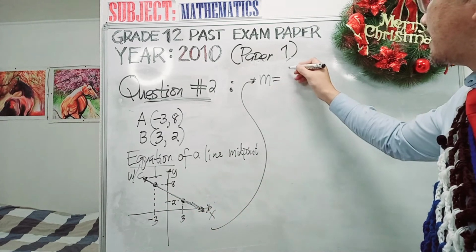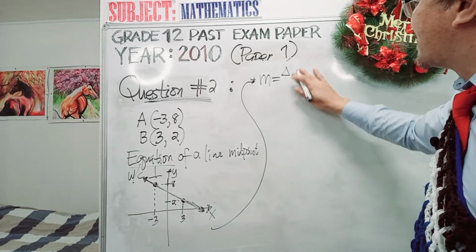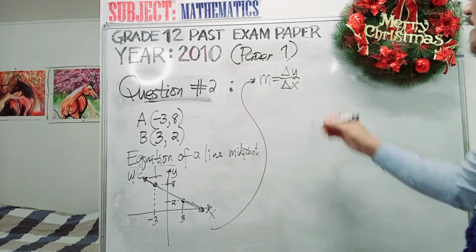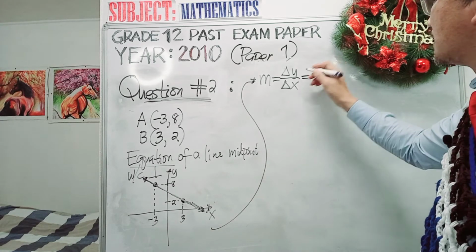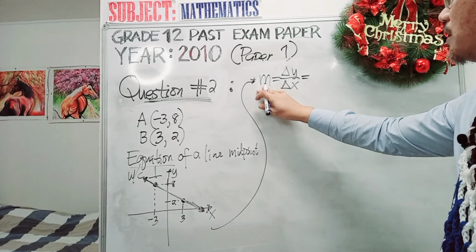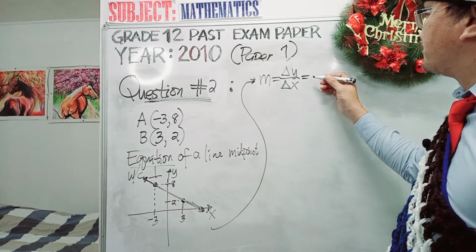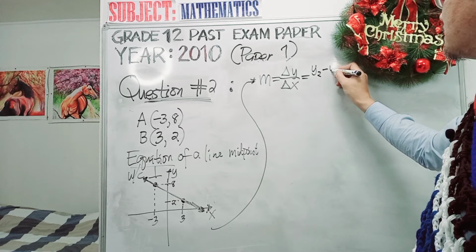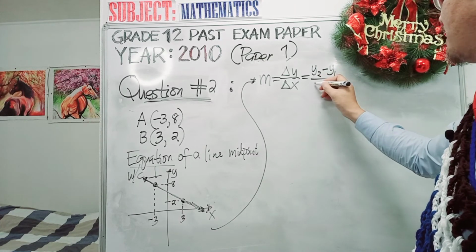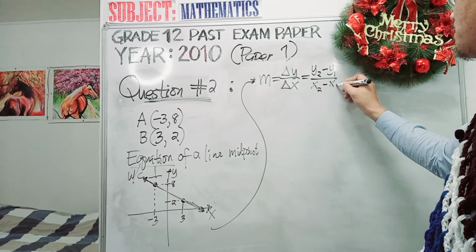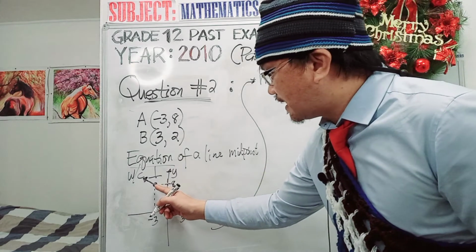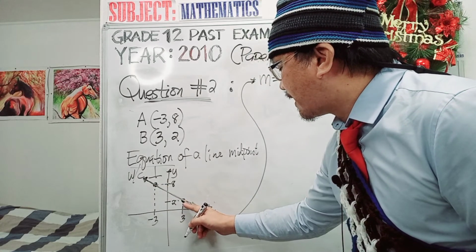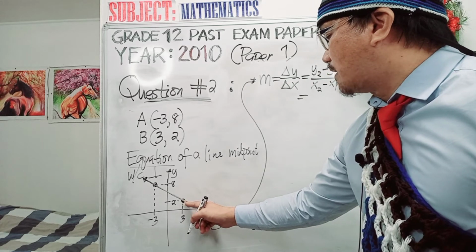So the gradient of that line is the change of y divided by the change of x, or delta y divided by delta x, or we call it in the lower grade the difference. To find the gradient of a line given 2 points, we have the difference of y, y sub 2 minus y sub 1, divided by x sub 2 minus x sub 1. So we substitute, assuming that our x sub 2 and y sub 2 is this point, and then our x sub 1 and y sub 1 is the other point.